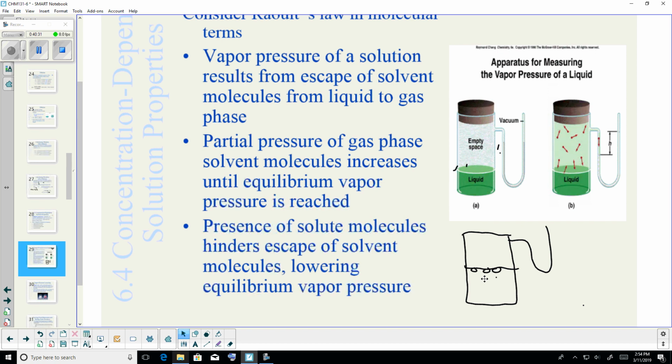Some solute molecules. What they're going to do is hinder the solvent molecules from getting out because they're blocking the way. So I'm going to have fewer solvent molecules in the headspace. If I have fewer molecules in the headspace, the vapor pressure is going to go down. So vapor pressure lowering: adding a solute lowers the vapor pressure. It doesn't matter what the solute is, it just matters how many particles. It could be salt, it could be sugar, anything that dissolves in there. Literally doesn't matter.